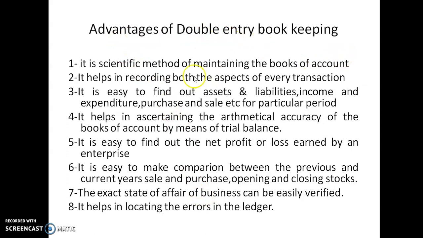Advantages of double entry bookkeeping. It is a scientific method of maintaining the books of account. It helps record both the aspects of every transaction. It is easy to find out the assets and liabilities, income and expenditure, purchase, sales, etc. of a particular period. It helps in ascertaining the arithmetical accuracy of the books of account by means of the trial balance. It is easy to find out the net profit or net loss of the enterprise. It is easy to compare the previous and current year sales and purchases, opening and closing stock. The exact state of affairs of the business can be easily verified. It helps in locating errors in the ledger.